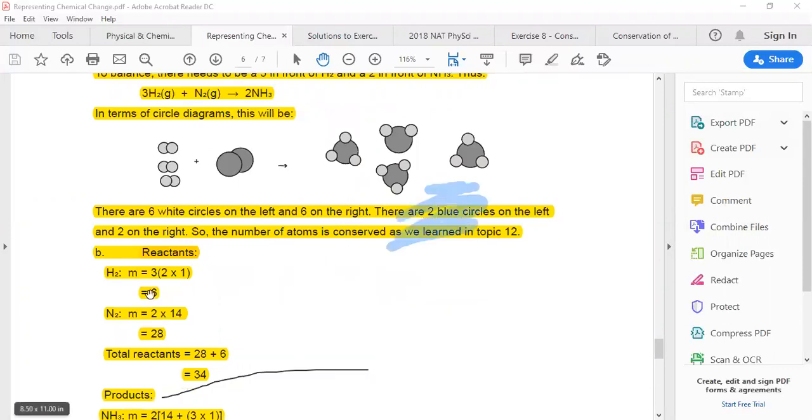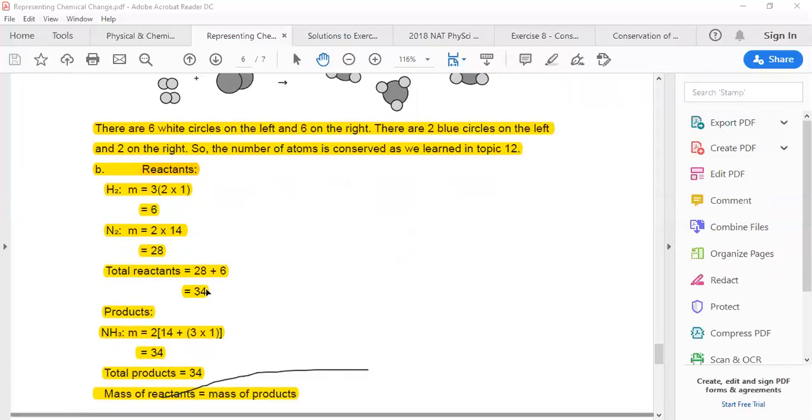Number of atoms, we can check. It's written here. Hydrogen, if you calculate the mass, it's going to be 2 times 1, which is 2. But because there are 3, we multiply by 3, it gives us 6. Nitrogen, it's 14 times 2 to give you 28. We add all of them, 6 plus 28 gives us 34. So the mass of reactants is 34 grams.